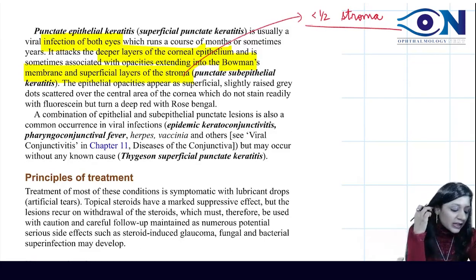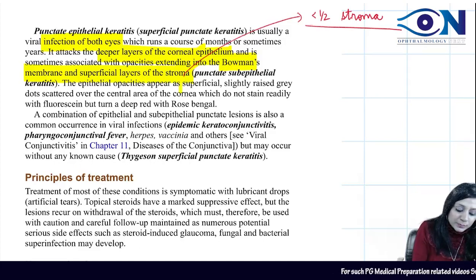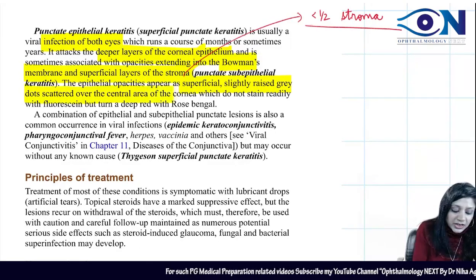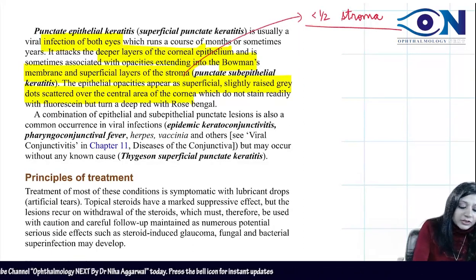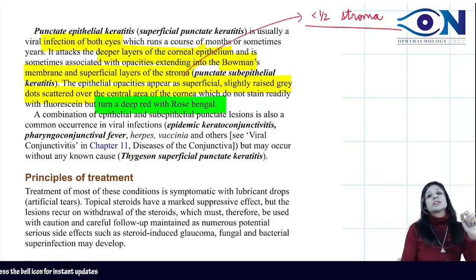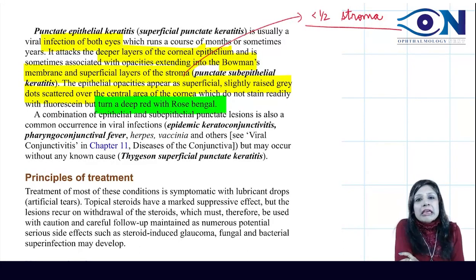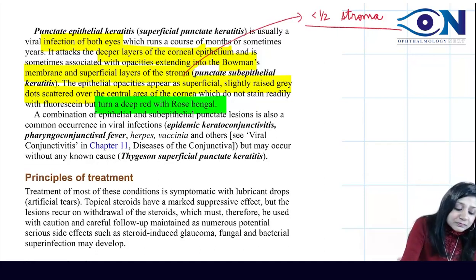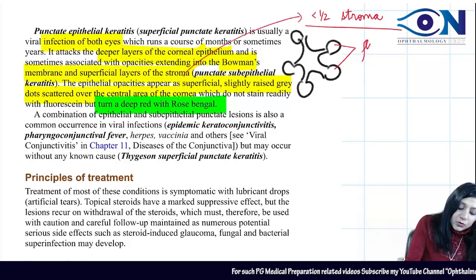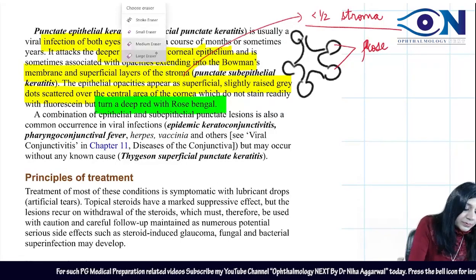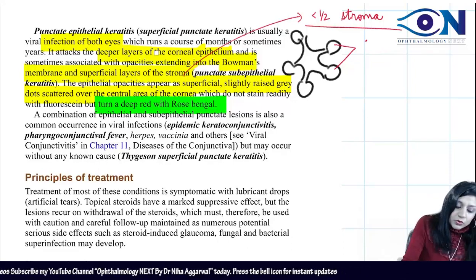The epithelial opacities, they are appearing as superficial, slightly raised gray dots scattered over the central area of the cornea, which do not readily stain with the fluorescein, but now the staining is taking place with the rose Bengal stain. So if you remember what we talked about the dendritic keratitis in cases of herpes simplex also, that kind of keratitis is dendritiform, arborizing tree-like pattern is there, where you have the knobs and you have a floor. So basically these knobs are staining with the rose Bengal stain. Knobs are staining with the rose Bengal.